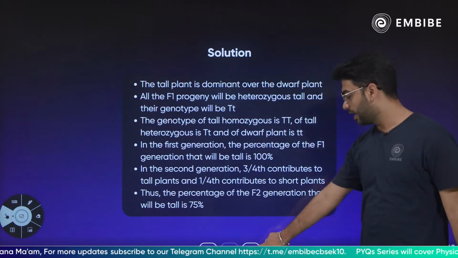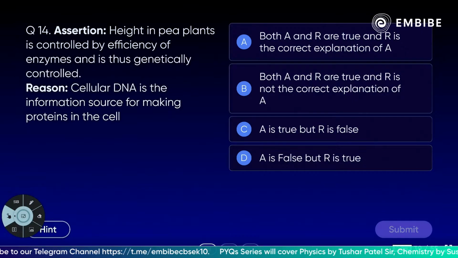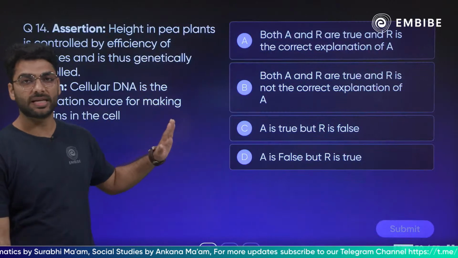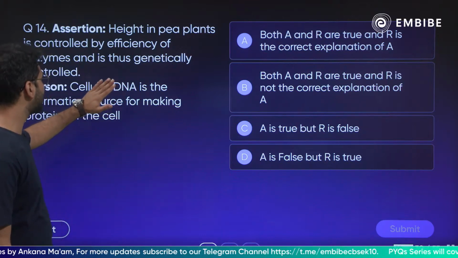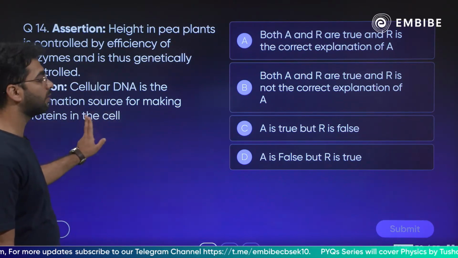ठीक है, ओके चलिए, so let us go on to question number 14. Assertion reason. Height in a pea plant is controlled by efficiency of enzymes and is thus genetically controlled. Cellular DNA is the information source for making proteins in the cell. Both are true, R is the correct explanation of A. Both are true, R is not the correct explanation of A. A is true, R is false. A is false, R is true. Very very easy. Okay, I shall explain it again. तो यहाँ पर हमें करना है assertion reason कि जो height है वो enzymes and genes से कंट्रोल होती है and cellular DNA is the information source for making proteins in the cell.